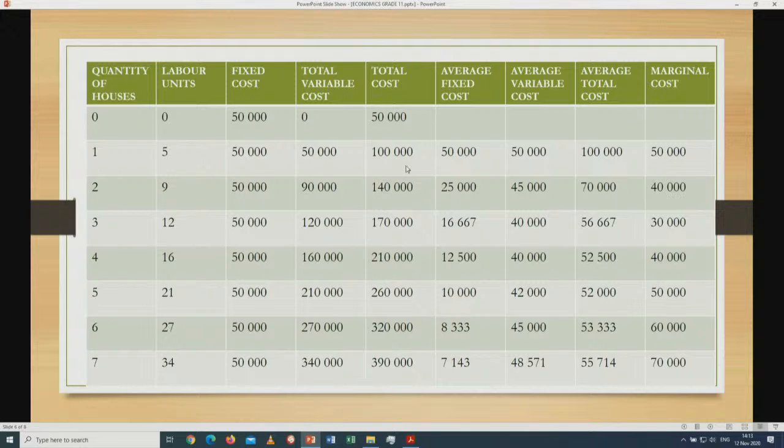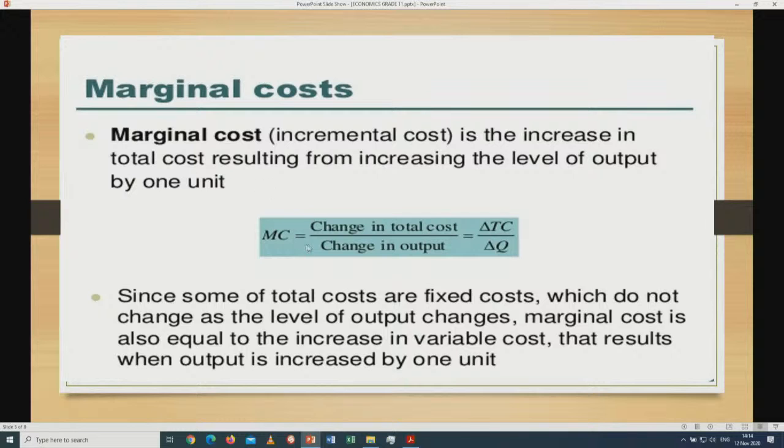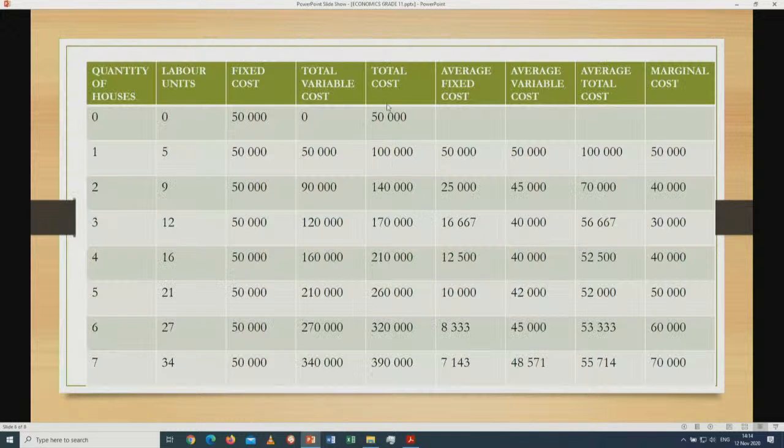Now, how many houses have we built? 1. Now, how much total cost have we incurred? We have our total cost then is the 100. But how much cost did we incur? Remember what we said? We said we look at the change in total cost. So if there's a change in total cost, where were you? Where are you now? What is the difference between the two? Then you'll say it is 100 minus 50.